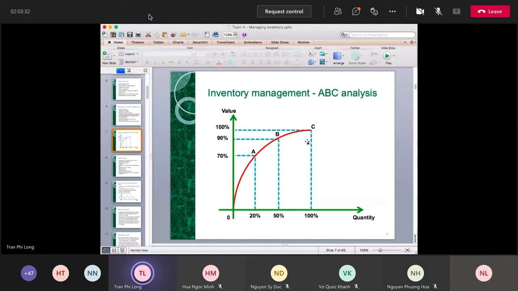However, the value of the inventory C is just 10% of the total value. So if you can classify the inventory into some group like this, you will pay more attention to the valuable inventory. In this case, you will pay more attention to the inventory A, and you will pay less attention to the inventory C. So this is the ABC analysis.